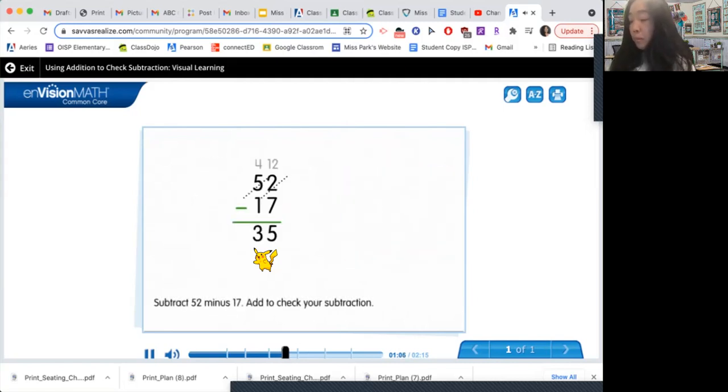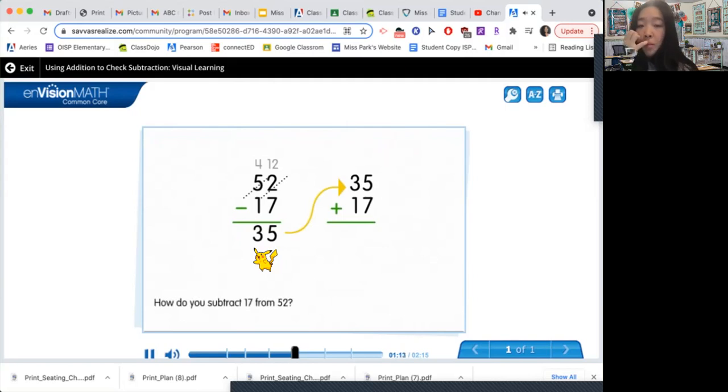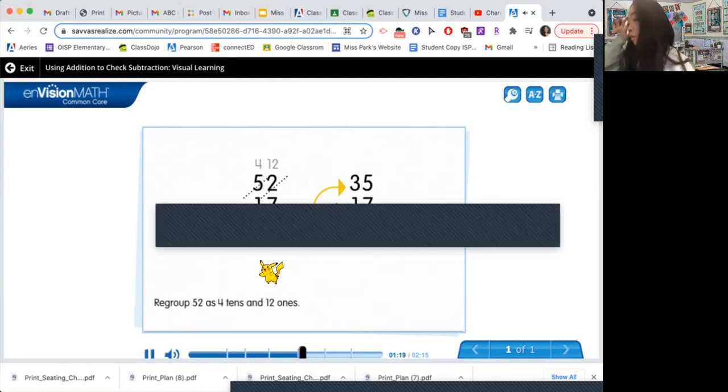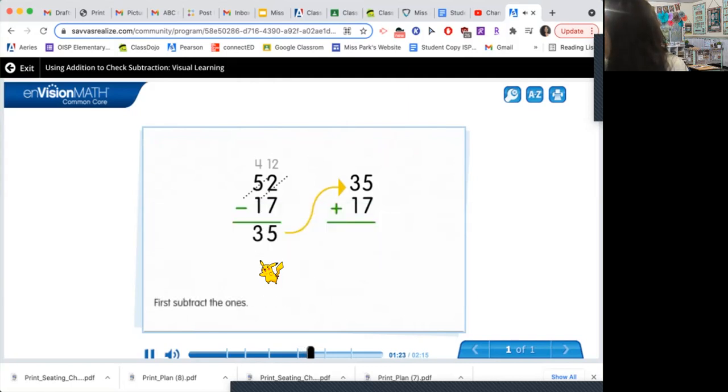Subtract 52 minus 17. Add to check your subtraction. How do you subtract 17 from 52? Regroup 52 as 4 tens and 12 ones. First, subtract the ones. Then, subtract the tens.